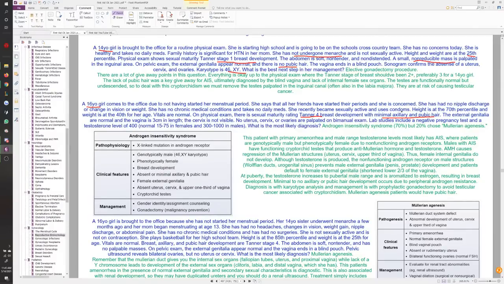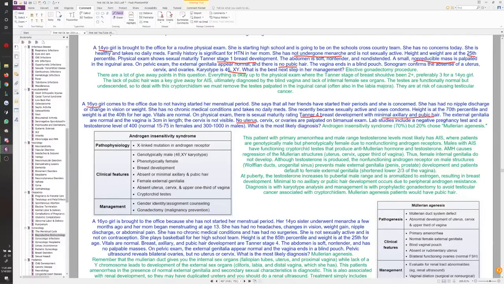No. The external genitalia are normal and the vagina is 3 centimeters in length. We don't care about external findings. The cervix is not visible. That's an internal thing. That we care about, right? They then tell you no uterus, cervix, or ovaries are palpated on manual exam. That's bad. So this is most likely not a girl, so we need to do a karyotype, right?